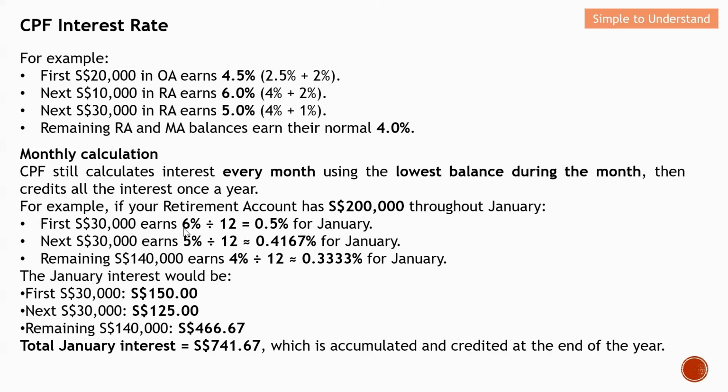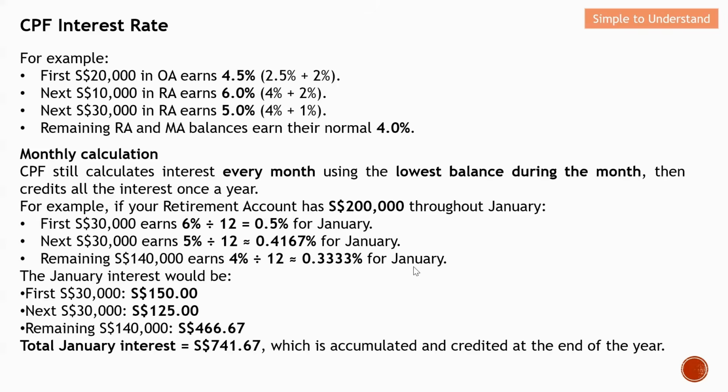And if you compute on a monthly basis, basically we will use this 6% divided by 12, which is 0.5% for the month of January. While the next 30K, they will earn an additional of 1%. So this is how we compute again on a monthly basis. Basically we take 5% divided by 12, this will be roughly equal to 0.4167% for the month of January. While the remaining 140K, for this case here, they will earn 4% divided by 12, which is 0.333% for the month of January.